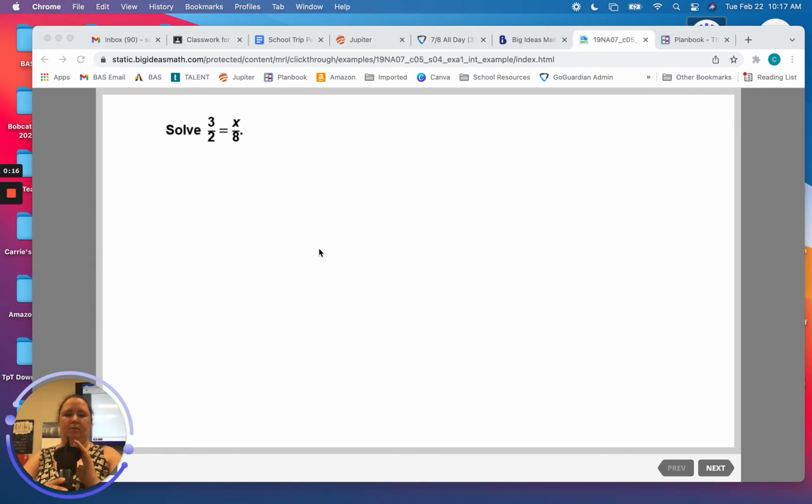Woo, that was probably loud on the microphone. Alright, so we have 3 halves equals x over 8. We need to solve for x. So, for the first step, always write down the problem. This should be in your journals. Write down the problem. This is example 1.